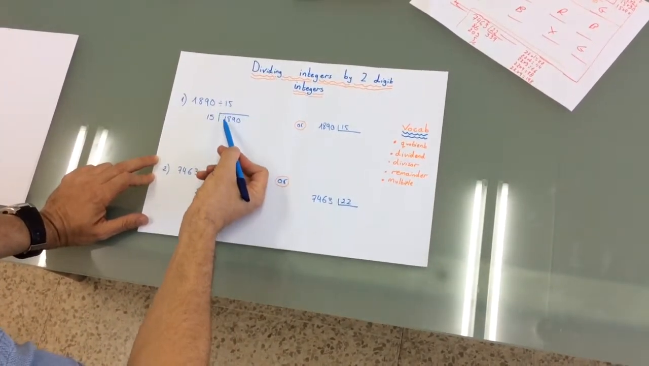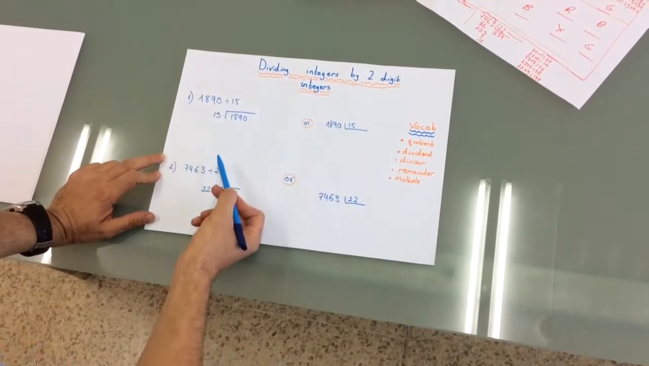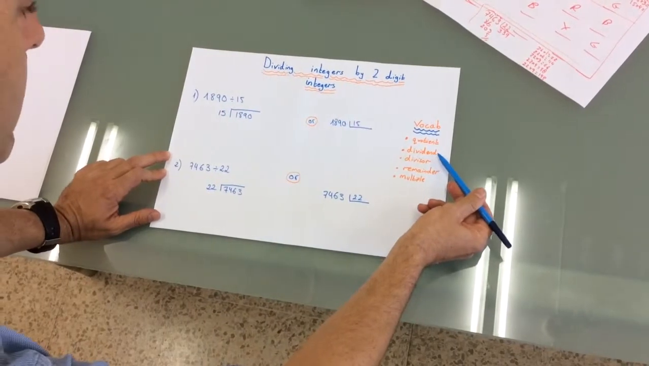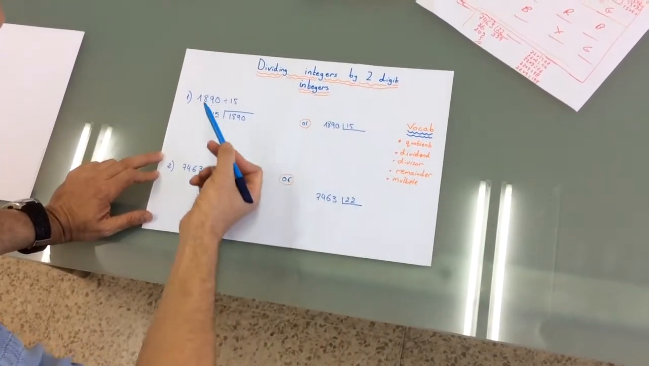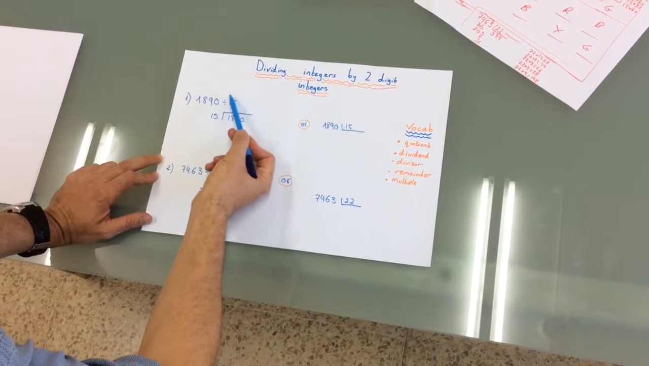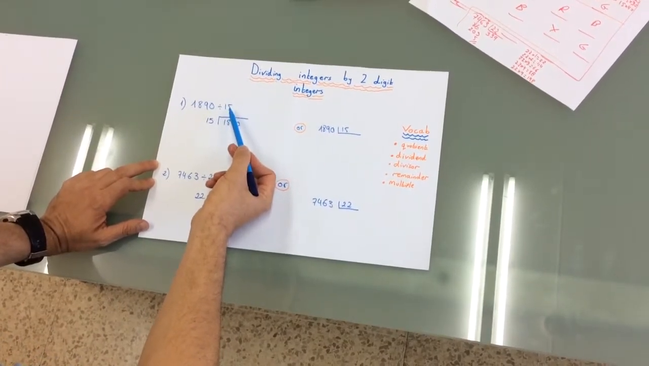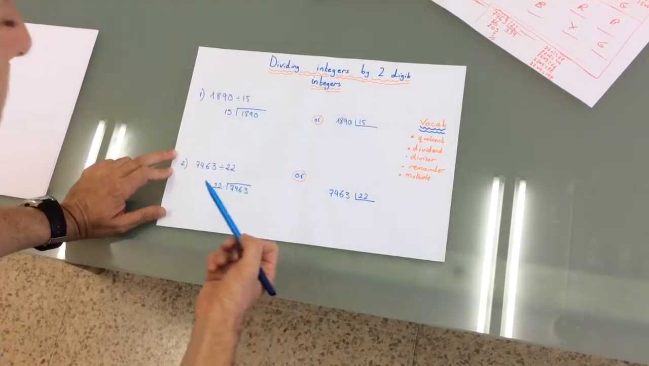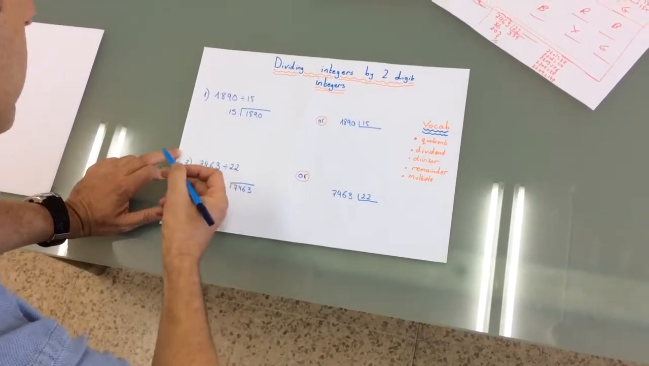We've got 1,890 divided by 15. So 1,890 is our dividend, the number that we're sharing into equal parts, and it's going to be into 15 equal parts. Therefore, that 15 is our divisor. Let's have a look at how we can follow up this division.